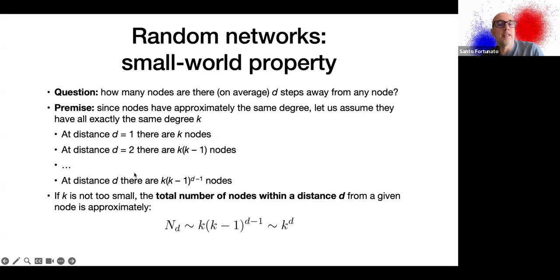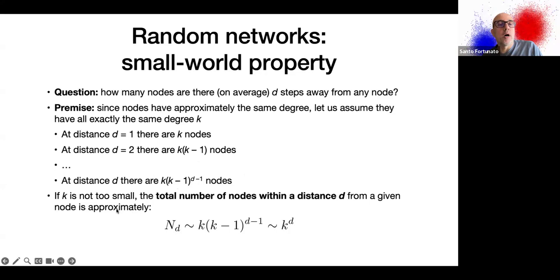If you keep doing that, every time you go 1 step away, you reach a shell of nodes, and each of them will have the neighbor that you used to reach it in the first place, plus k minus 1 other neighbors. So if you do this a number of times, you find out that within the distance d from a focal node, there are k times (k minus 1) to the power d minus 1 nodes. Every time you add 1 shell, you go 1 step away, you add the power k minus 1.